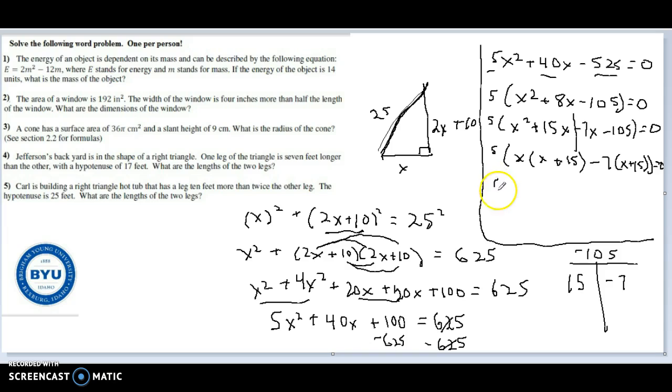So let's proceed. Still have that factor of 5 sitting out there. I'm going to write what they have in common next, x plus 15. And then what's left is x minus 7.